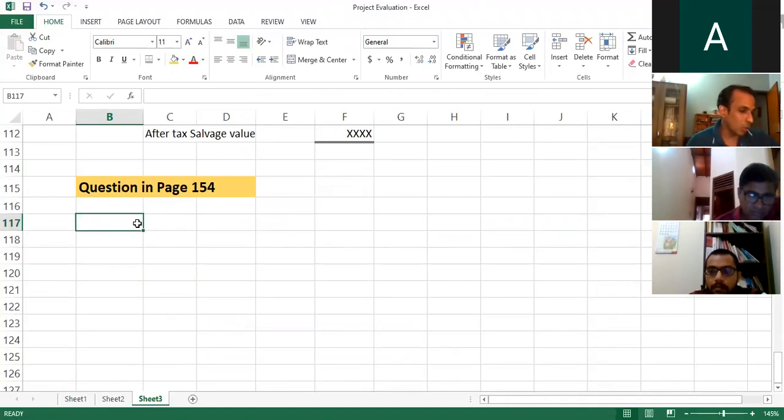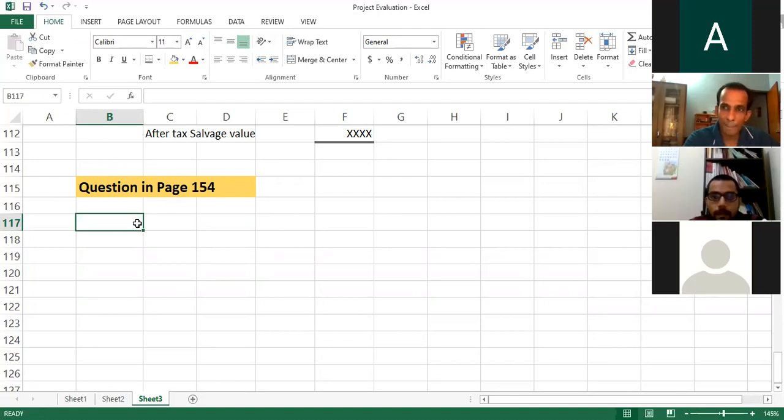So for the revenue, what is the relevant value we have to use here? 360,000, right? So we have to use net revenue. Net revenue 360,000, right? So it is 360,000.